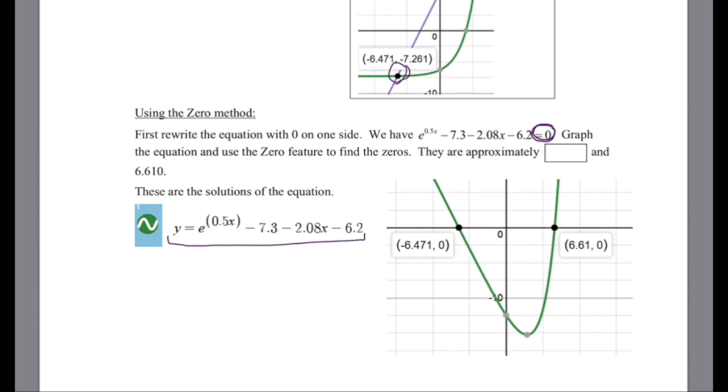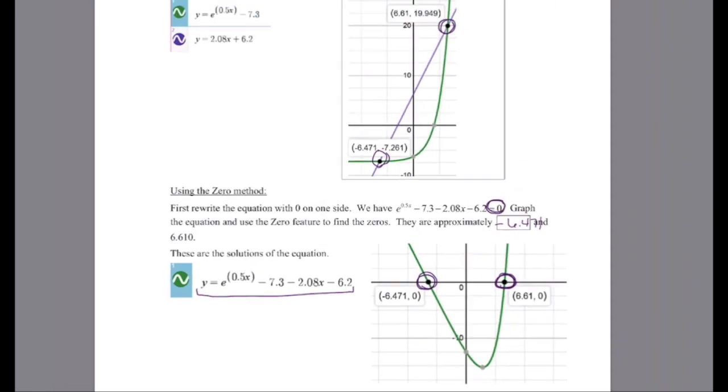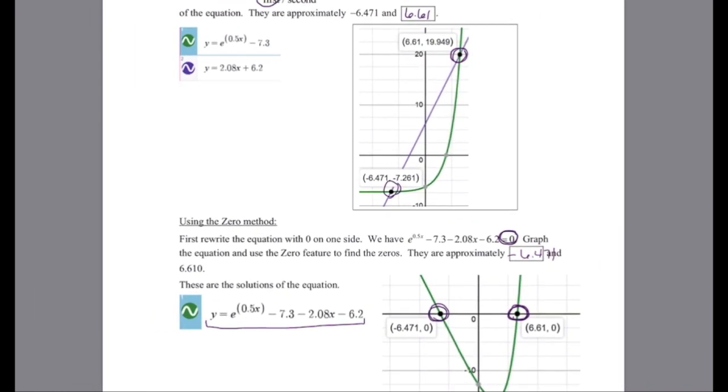So first we have set it equal to 0, and all we need to do is graph the big long function itself and then determine where it's crossing the x-axis. Again, there are 2 places where it's crossing the x-axis, and these are the 2 solutions, or the 2 zeros. We see that they're approximately negative 6.471 and approximately 6.61, the exact same solutions that we found using the intersect method.